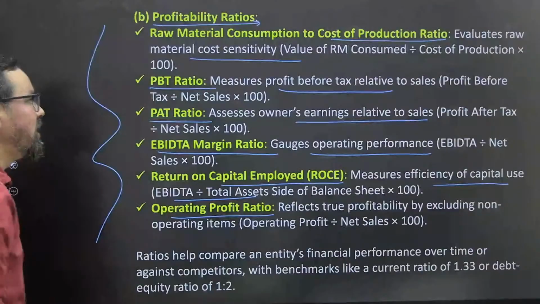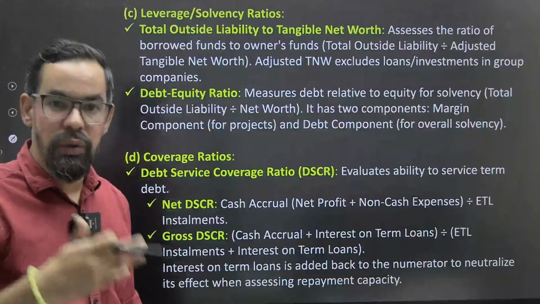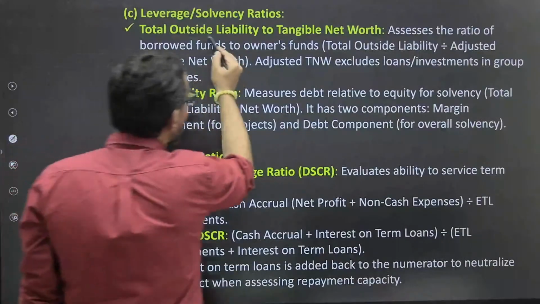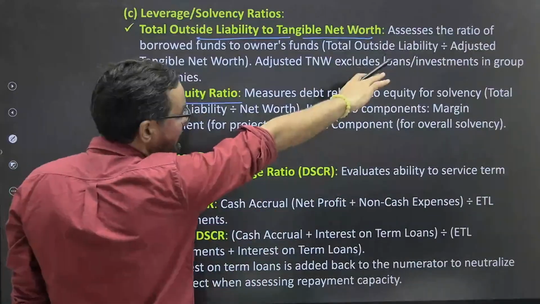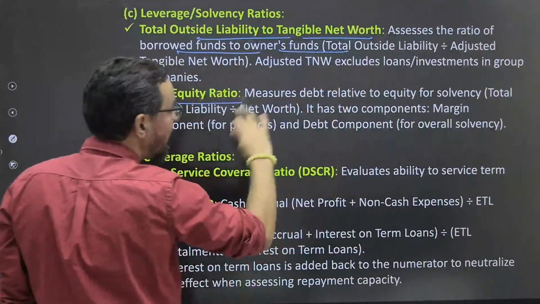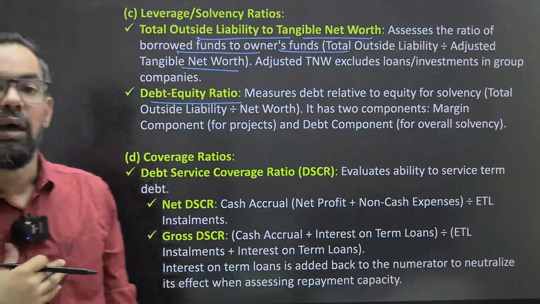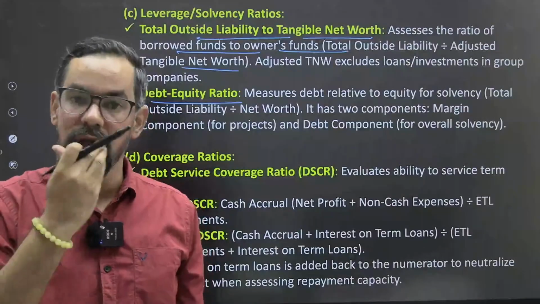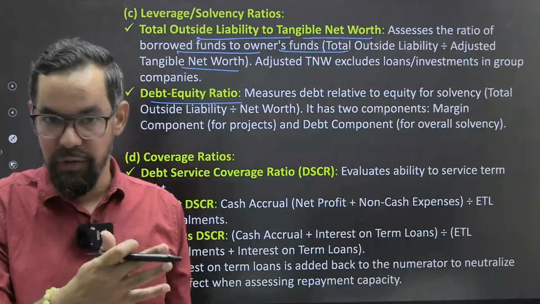So, profitability ratios. Then we have leverage ratios, solvency ratios: debt to equity, debt ratio, equity ratio, interest payout ratio, and all these generally come under this. So total outside liability to tangible net worth, which includes assets, assesses the ratio of borrowed funds to owners' funds. Basically, outside liability is the loan we have taken from apart from the owners or shareholders. It will include term loans or bonds or these kinds of instruments.